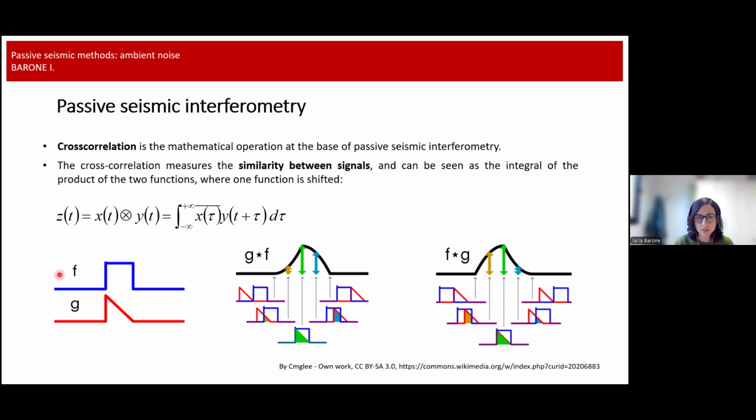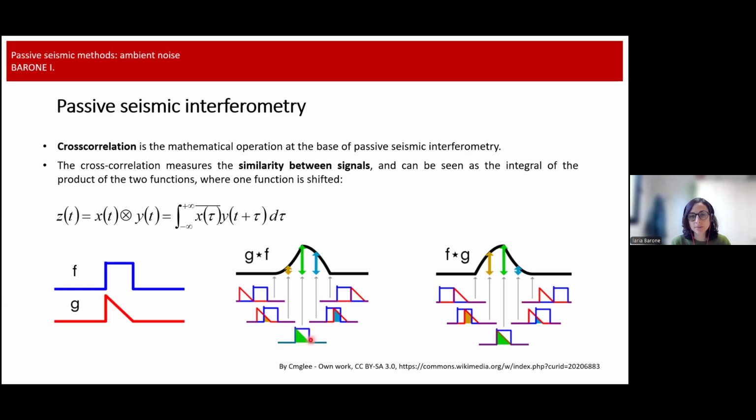Let's suppose we have these two signals, f and g. f is a box function, g is a triangular function. They have some similarities, but they're not exactly the same function. When we compute cross-correlation, we take f and leave it in a fixed position. Then we take g and start shifting g with respect to f. So we have different combinations, different time lags, okay? And for each of these time lags, we compute the dot product of the two functions.